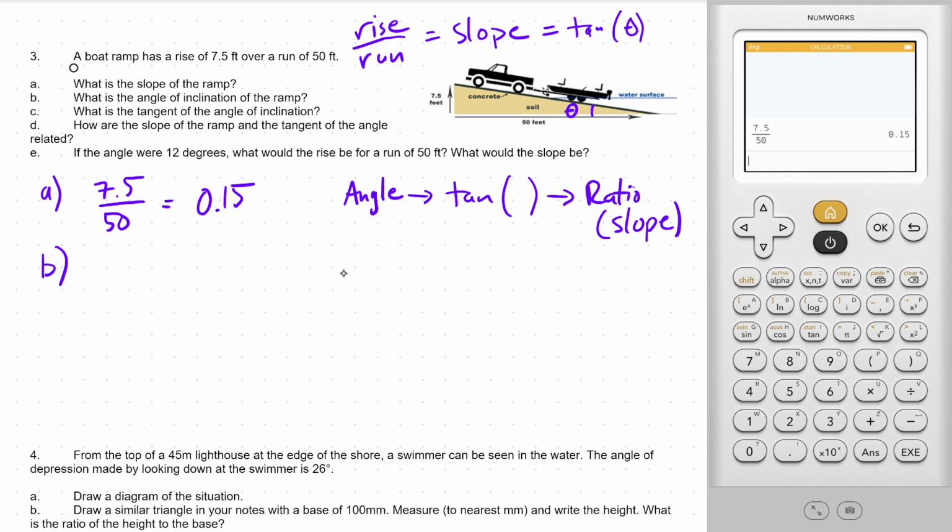And what if we have a ratio or a slope, which right now we're using interchangeably, and we want to get the angle? Well, it should make sense that it's the inverse of the tangent operation, because for the tangent function, the input is the angle and the output is the ratio. So if I have an input of a ratio and I want to output the angle, then I want to use the inverse tangent, which is also known as the arc tangent.